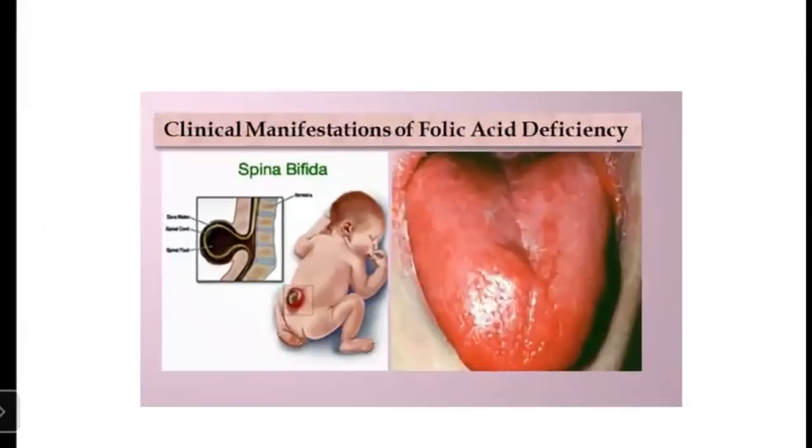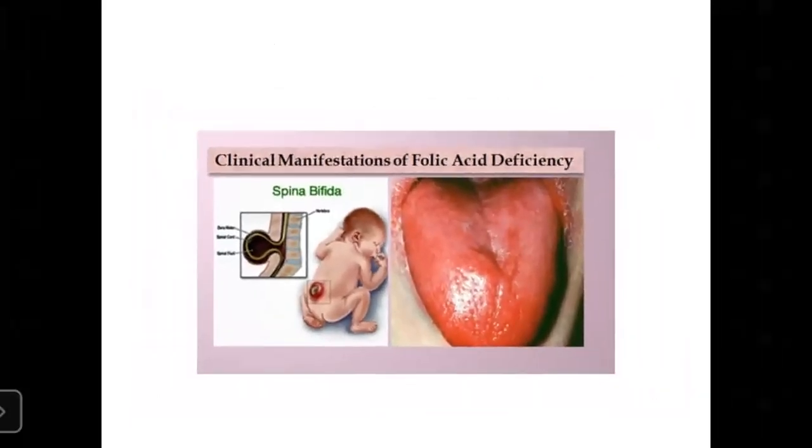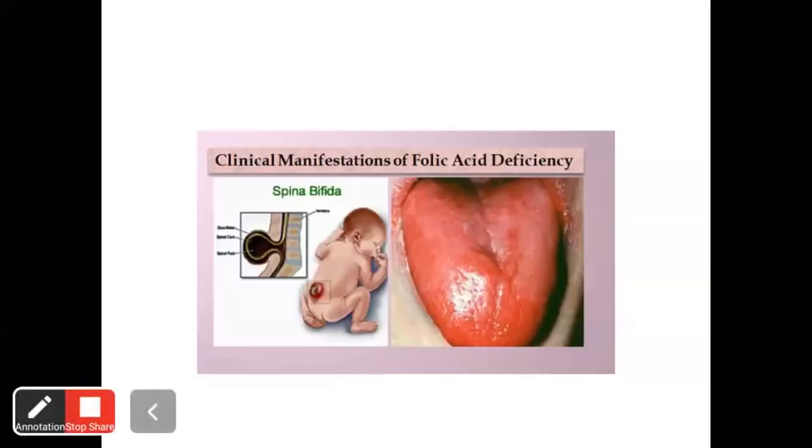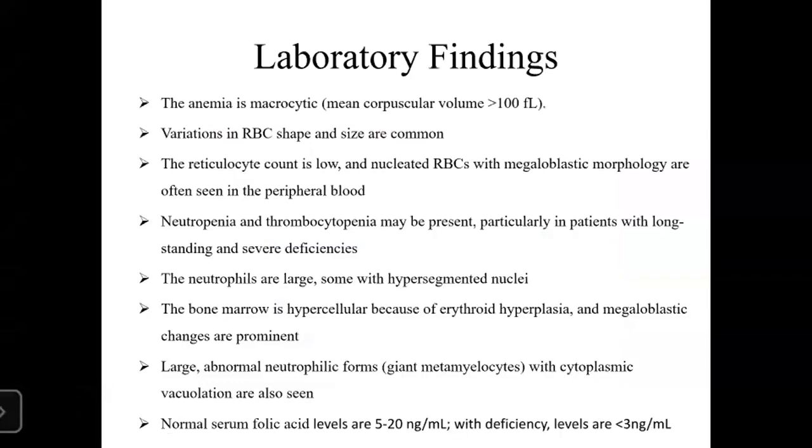So you can see folate deficiency can lead to spina bifida and beefy tongue. The papillae of the tongue undergo atrophy. Folic acid deficiency can lead to generalized epithelial atrophy of the tongue, and this is also called beefy tongue. So in laboratory findings, anemia is macrocytic, so mean corpuscular volume is more than 100 femtoliter. So variation in RBC shape and size are common.